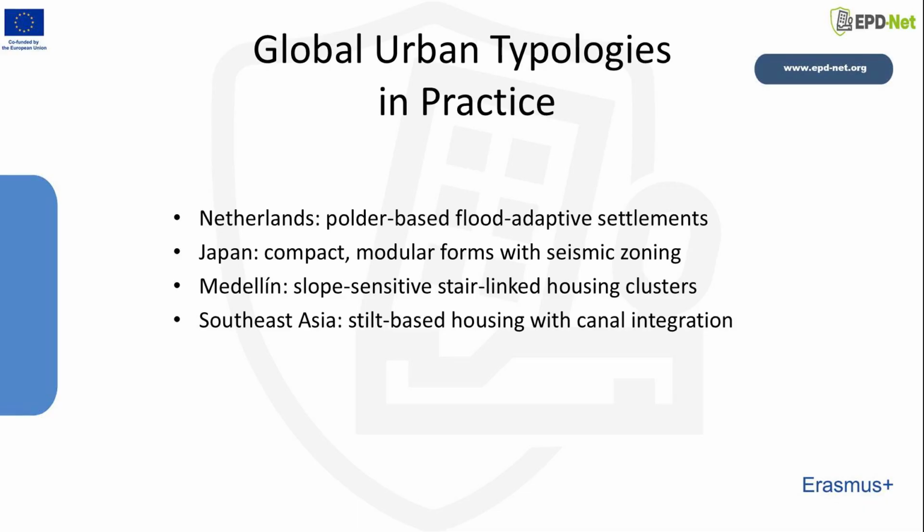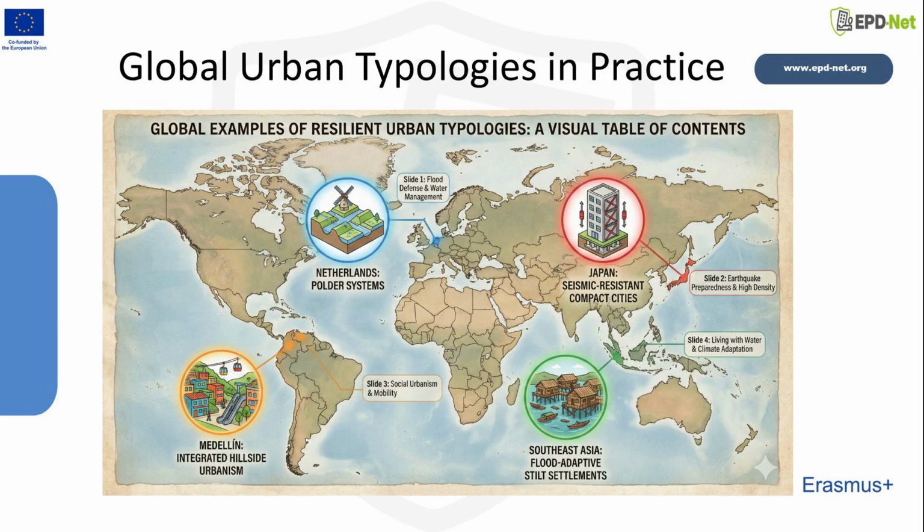Global typologies possess distinct characteristics that offer solutions specific to geographical location, climatic challenges, and natural disaster risks. The polder-based flood-adaptive settlements in the Netherlands, Japan's compact, modular forms with seismic zoning, Colombia-Medellin's slope-sensitive stair-linked housing clusters, and Southeast Asia's stilt-based housing with canal integration are important examples on a global scale.